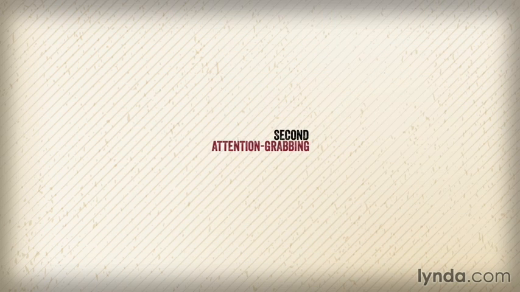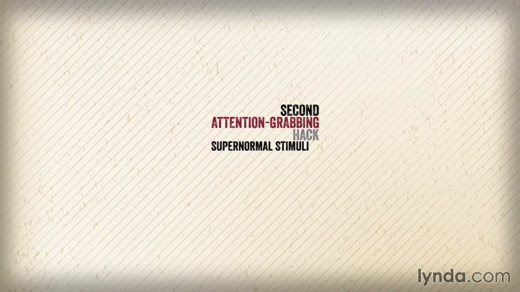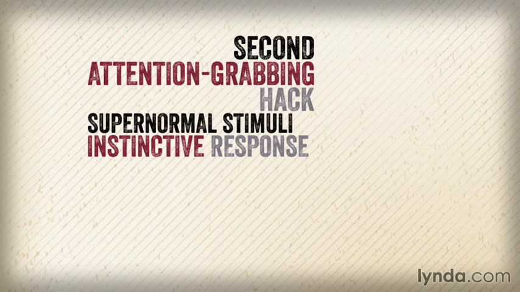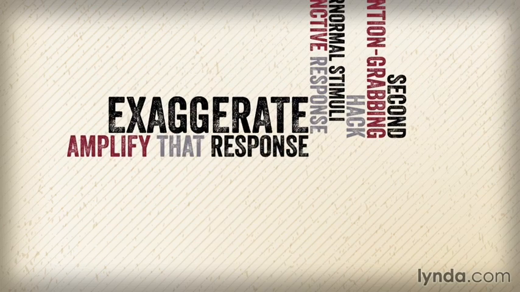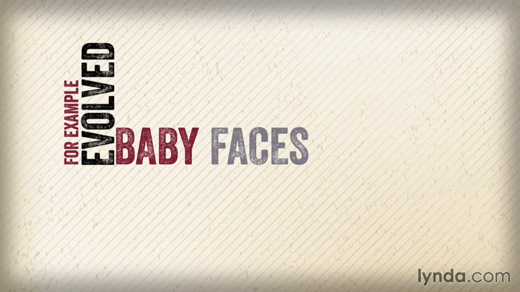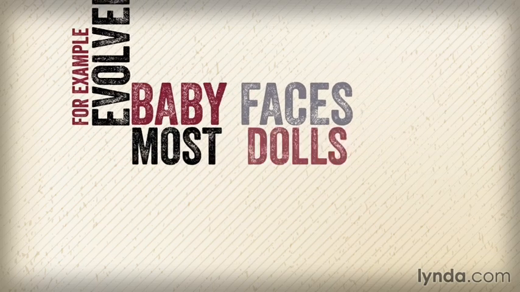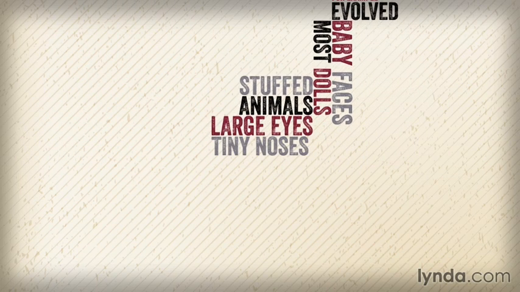The second attention-grabbing hack regards how we respond to supernormal stimuli. You take a thing that triggers an instinctive response, and then you exaggerate it to amplify that response. For example, we evolved to pay special attention to baby faces. So it is no coincidence that most dolls and stuffed animals have the exaggerated large eyes and tiny noses of babies.